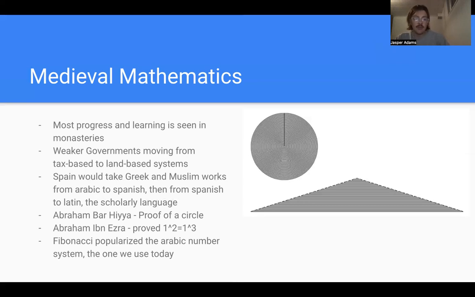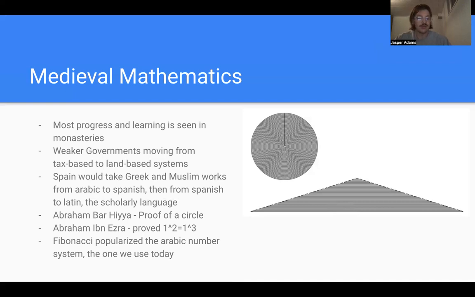Then we have a few people, Abraham Barhaya, which we have right here, his proof of a circle, basically cutting it up into little circles and then laying them out to show how it is similar to a triangle and how that area comes about and how we're able to calculate that. And we also have Abraham Ibn Ezra, who proved 1 squared is equal to 1 cubed, which we know that to be true. So thank you, Abraham, for proving that for us.